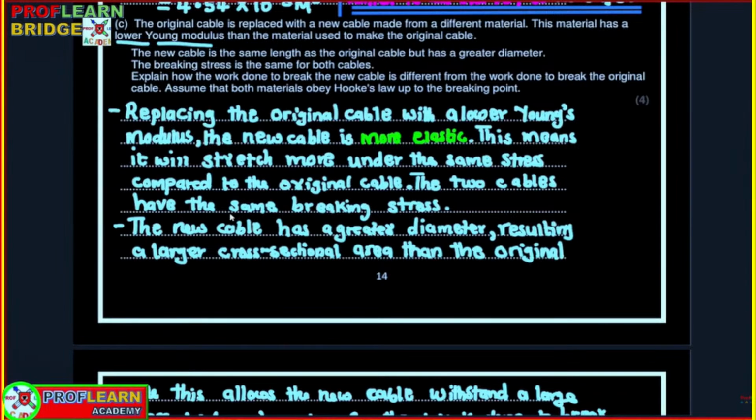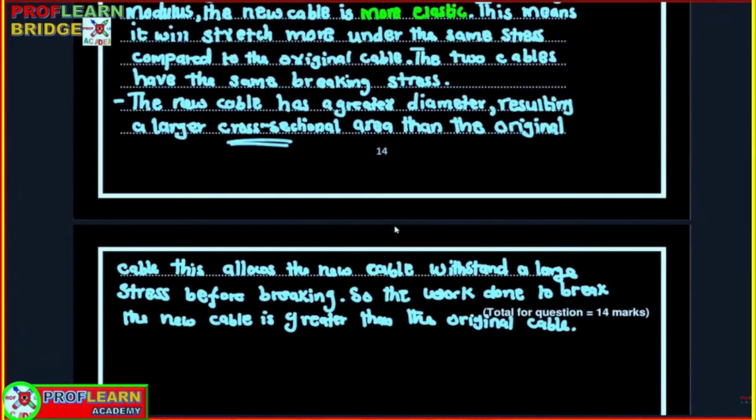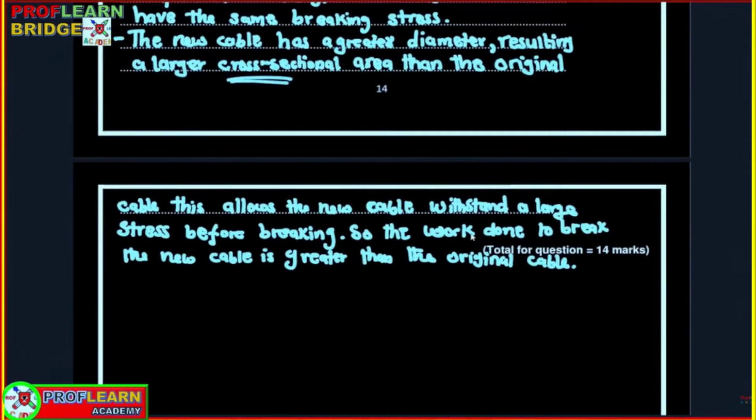The two cables have the same breaking stress. That information was given. Then the new cable has a greater diameter. Since the new cable has the greater diameter, this results in a larger cross-sectional area. And then we can say this allows the cable to withstand a larger force before breaking. So the work done to break the new cable is greater than the work done to break the original cable.